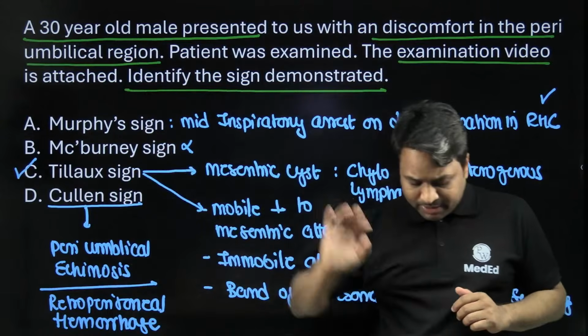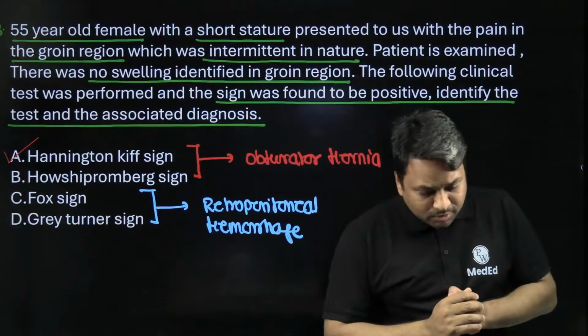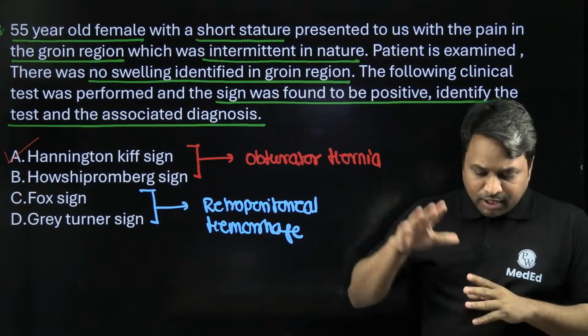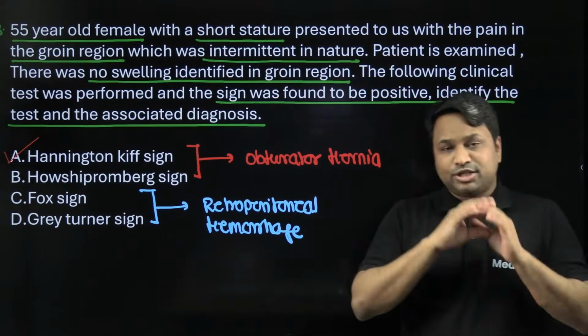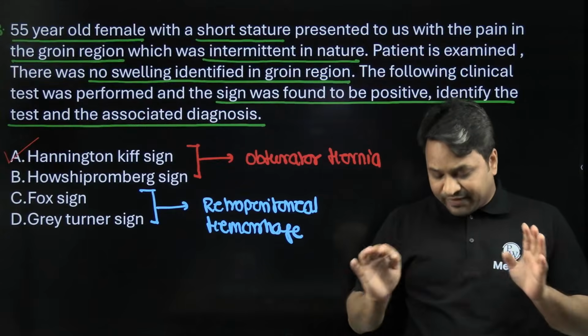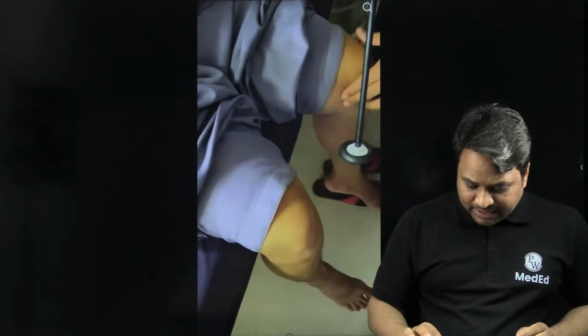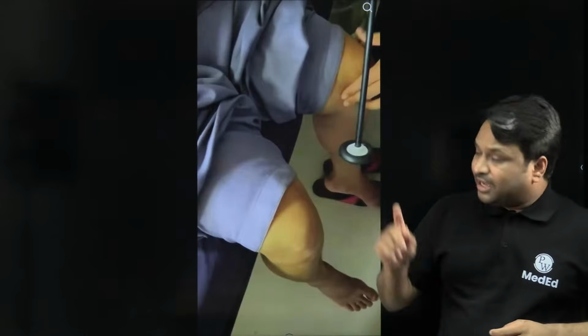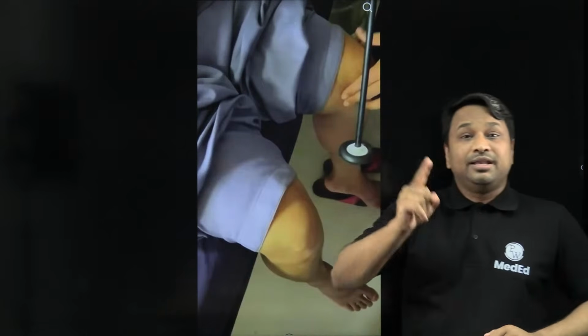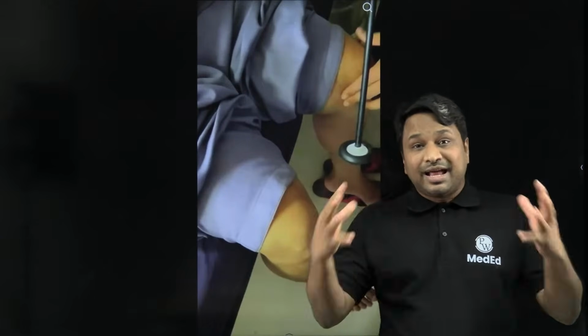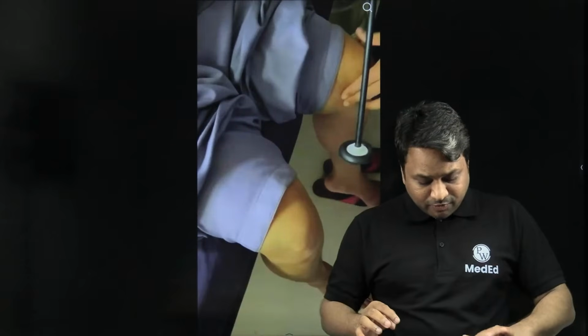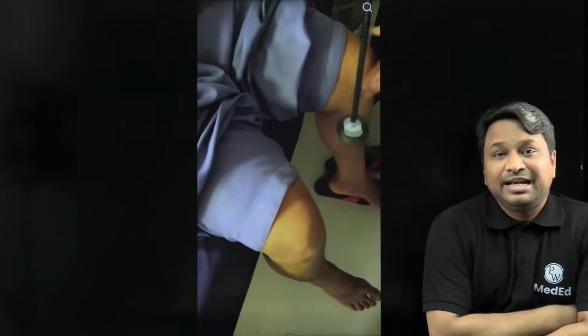We have discussed the other components also. The next question was, I have a 55-year-old female, short-statured, with pain in the groin region, intermittent in nature, no swelling identified, and this is the video that we showed, and we asked you to identify the sign. Here I am taking a hammer and tapping at the medial epicondyle of the femur, and I see a jerky movement at the hip, and this is what we call positive Howship-Romberg sign.